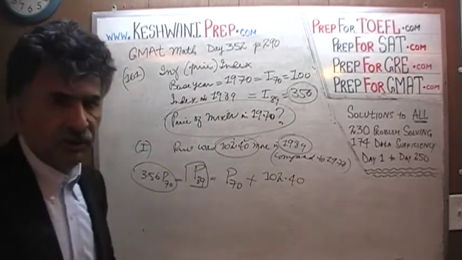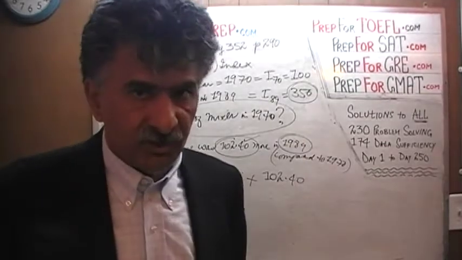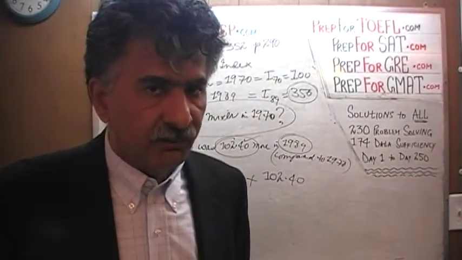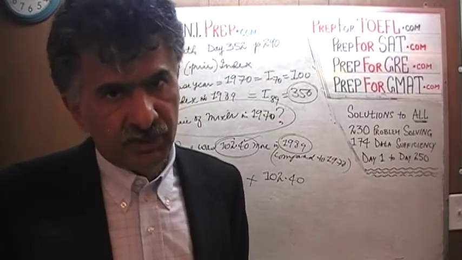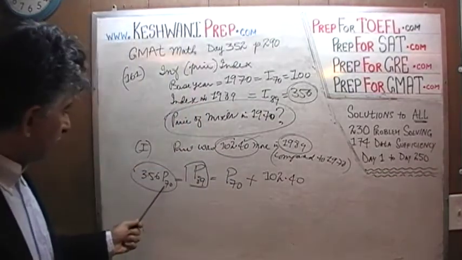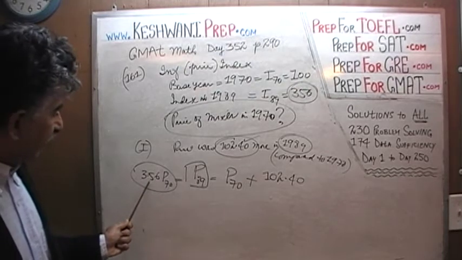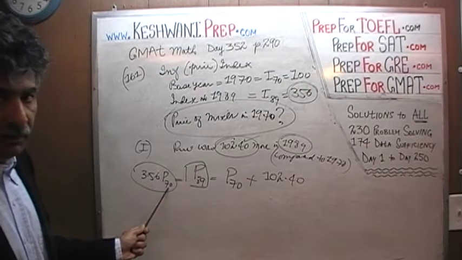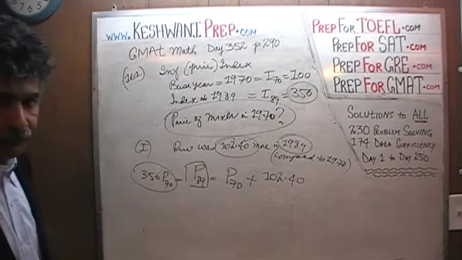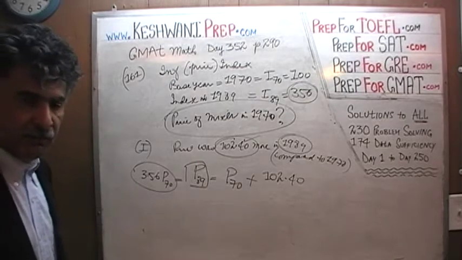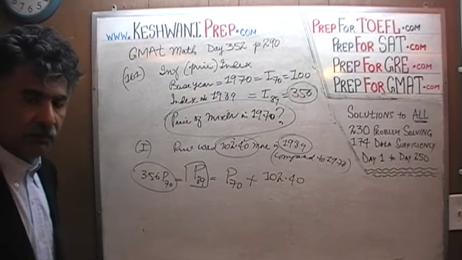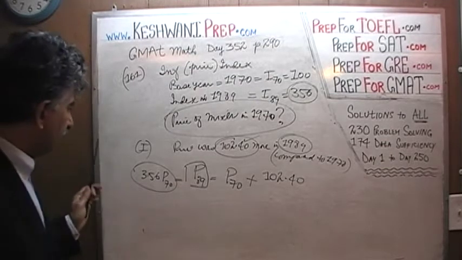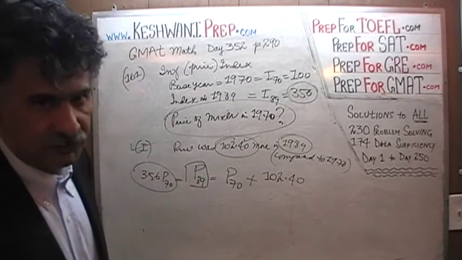The index was 356, as we said in the beginning. Index of 356 simply means that if something costs a dollar, the same exact thing is going to cost $3.56. So we know that the price in 1989 is simply 3.56 times the price that prevailed in 1970. That's it. We're done. We have one very simple linear equation. Of course, we can figure out the price of the mixture in 1970. The first statement does the job quite nicely.